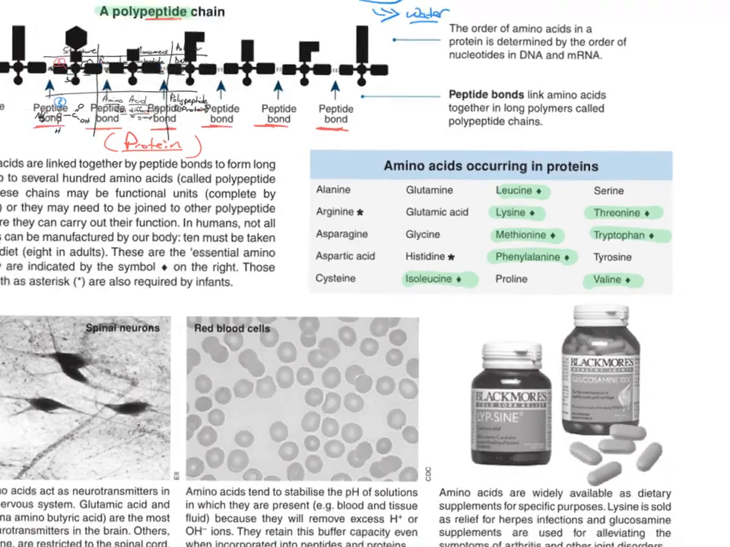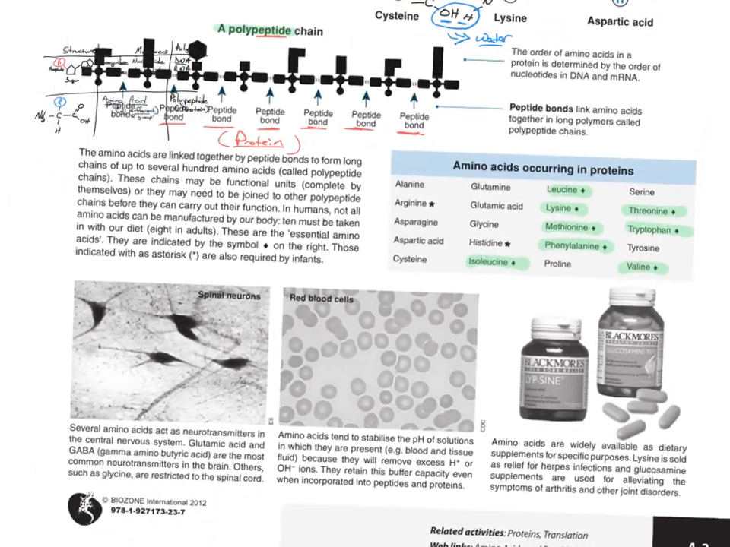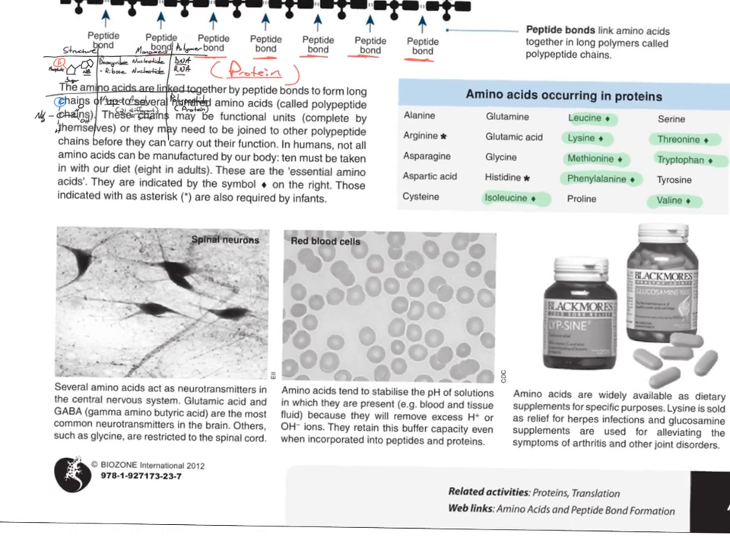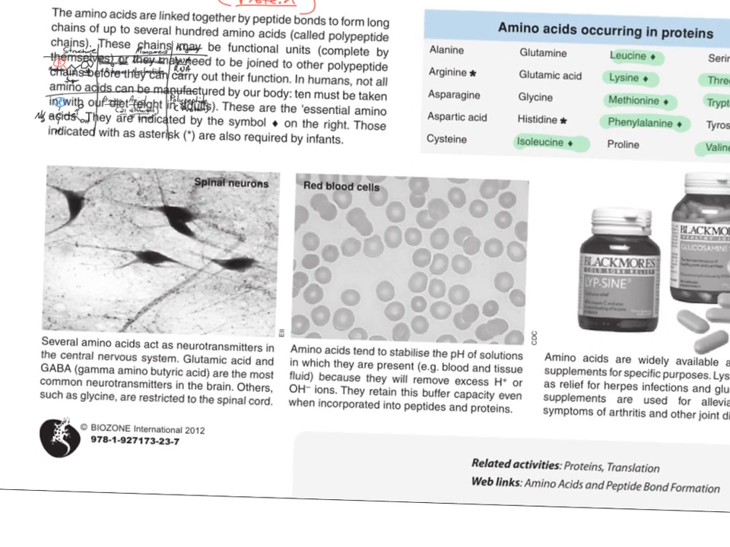All right. Amino acids. So you put them together in a bond. Let's take a look at some examples here. Neurotransmitters, central nervous system, glutamic acid. It's called GABA, gamma amino butyric acid, the most common neurotransmitter of the brain. Others like glycine are restricted to the spinal cord. So you actually use these every time you think. Your brain uses these to feel. When you're feeling love, you're using these molecules.